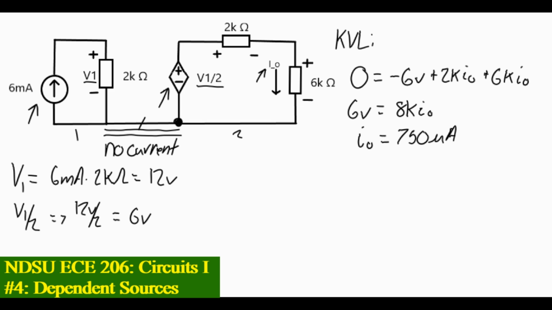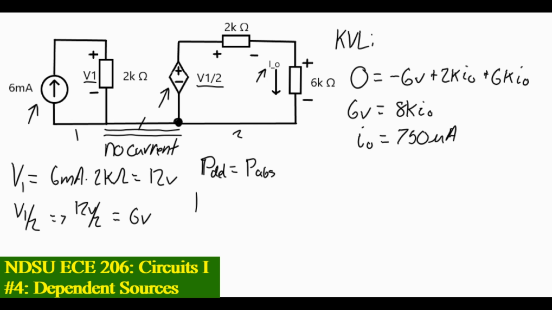Excellent. Now, let's check our answers. We're going to do that using power. Let's do some power calculations. The power delivered must equal the power absorbed. Since these two parts of the circuit are electrically isolated, let's calculate the power delivered by the current source as well as the dependent voltage source. Since we know that our resistors are only going to absorb power, the current and voltage source are going to be the ones that deliver power.